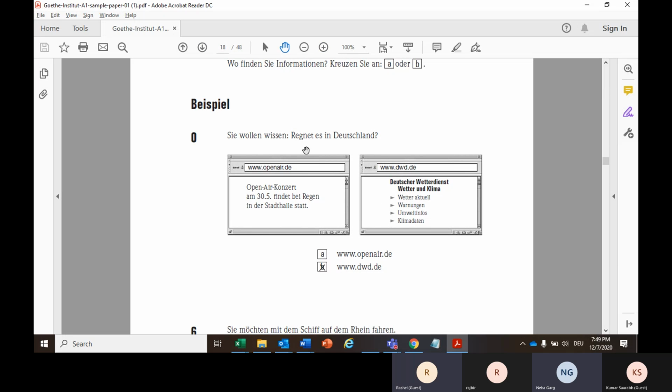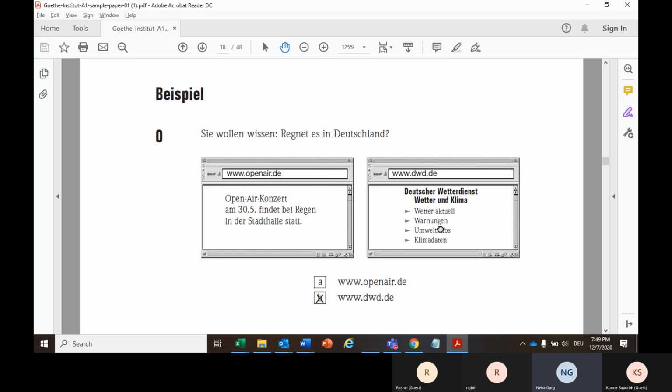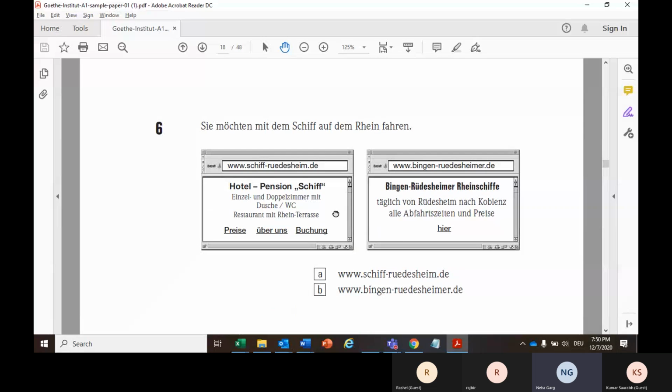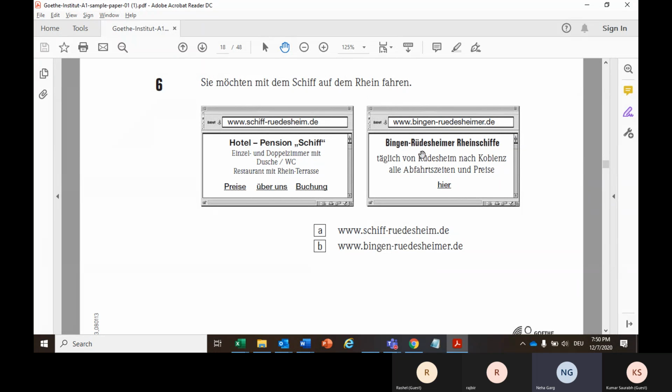Sie wollen wissen, regnet es in Deutschland? So you want to know, is it going to rain in Germany or not? So which information will you go for, A or B? Now you have to read the information given in A or B, and accordingly give the answer. So here it's B, because if you see this information, this is Wetter aktuell, information about the weather. That is why it is going to be B. Similarly, there is more information given. You have to read the question, see the information, and based on that select A or B.